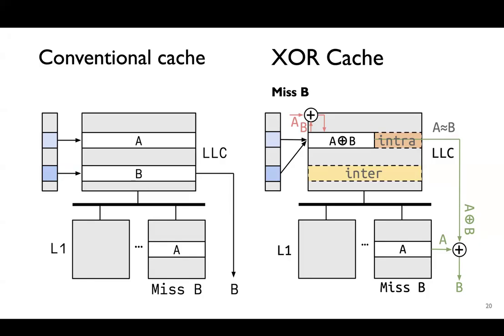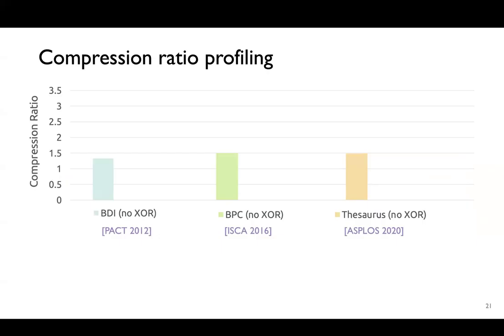Before we talk about its implementation, let's zoom in a little bit to characterize XOR cache compression ratio, particularly how to find a good candidate to XOR with. So here we consider 3 cache compression baselines: base delta immediate, or BDI, bit plane compression, and Thesaurus. Those are all published in prior works. We profiled their compression ratio by analyzing the LLC snapshot when running representative benchmarks. So this is the first set of bars.